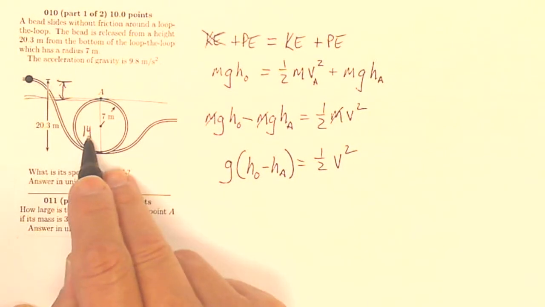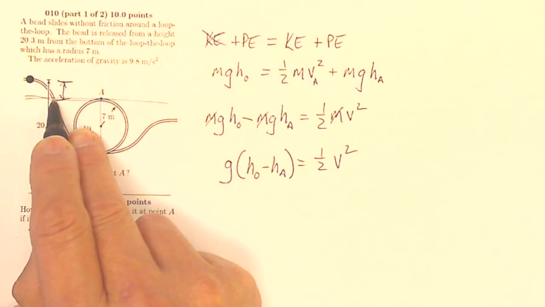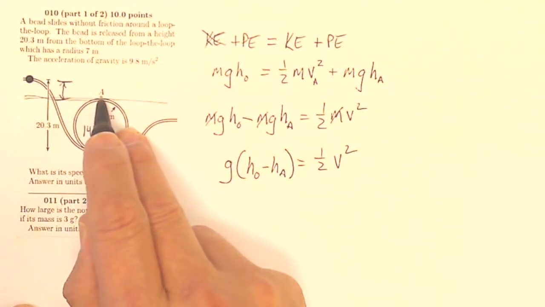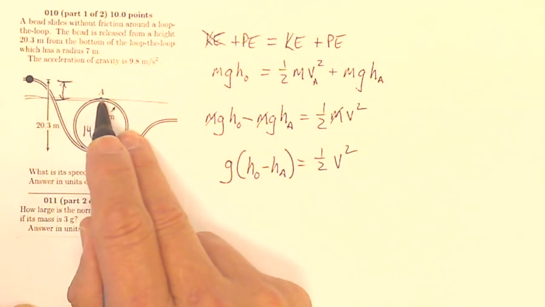But if I did 20.3 minus 14, what I'm left with is just this change in height, because that's how much potential energy it loses. It loses more, but then it gains it back. So overall, the difference between here and here is a loss of potential energy of only that much.